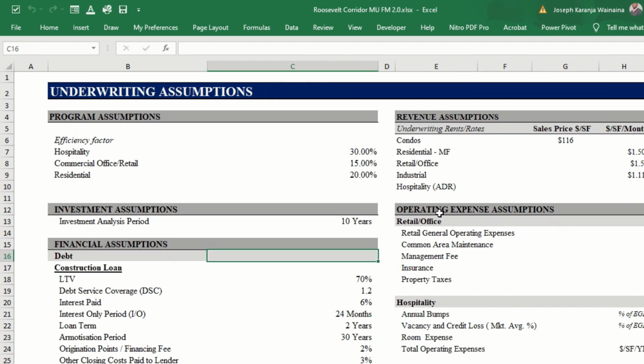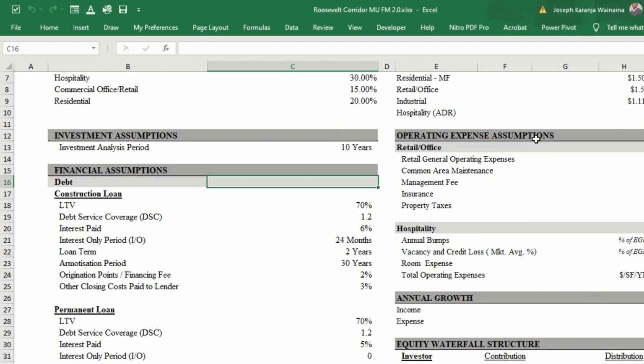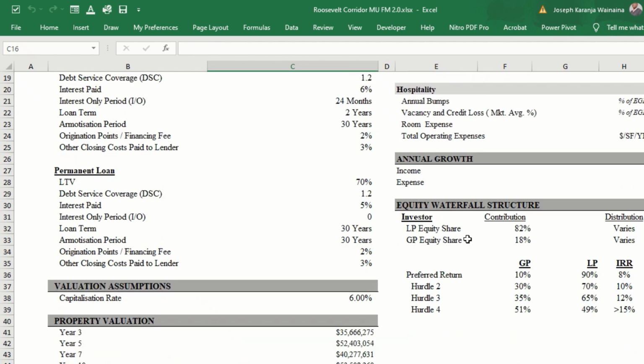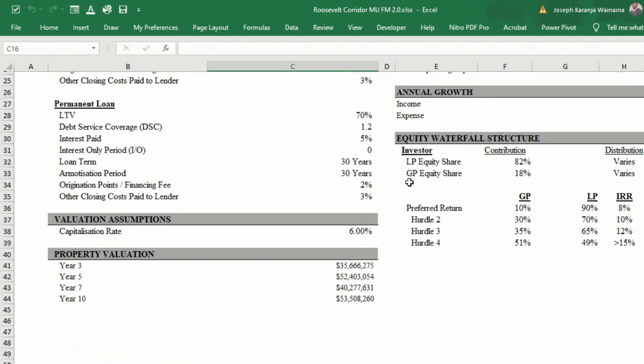We do have the revenue assumptions. So here we do have the underwriting rents that have been used in underwriting the project for the sales, for the rental, and for the hospitality, the ADR. You can see each and every component has been highlighted. We also have the OPEX assumptions for the office, the retail office. These are the operating expenses for each category listed as a percentage of the effective gross income. We also have the hospitality. These are the assumptions that have been used for the annual bumps, the vacancy and credit losses, the room expenses, and the total expenses. So these are the annual growth for the income and expenses.